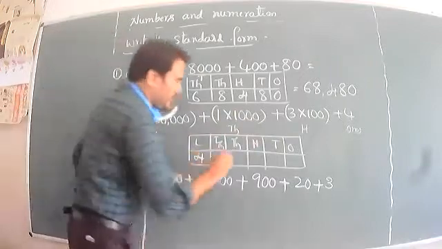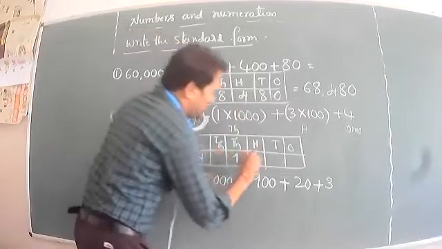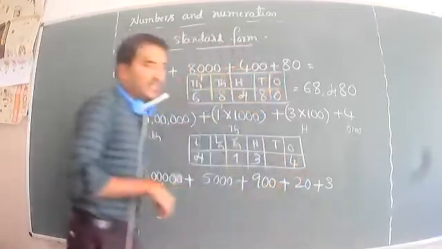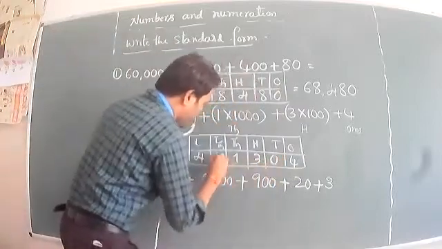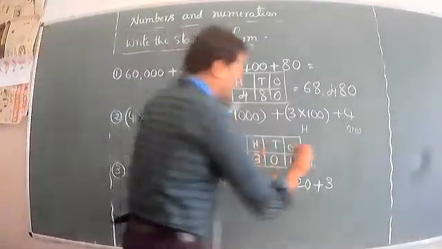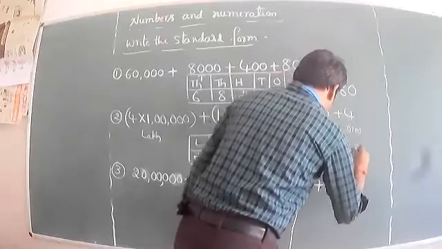So in the 1,000 place what should we write? 1. Then the 100 place is what? 3. Then ones place is 4. What about the remaining places? We should write 0. Tens place is 0, and 10,000 place is also 0. What is the short form of this expanded form? 4 lakh 1,304.